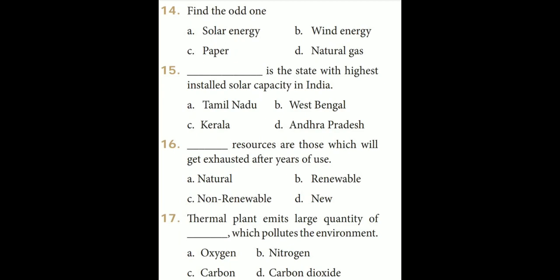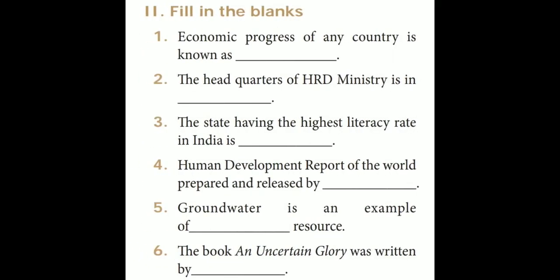14th question, C is the correct answer, paper. 15th one, A is the correct answer, Tamil Nadu. 16th, C is the correct answer, non-renewable. 17th, D is the correct answer, carbon dioxide. Okay. Next, Roman number 2, fill in the blanks.